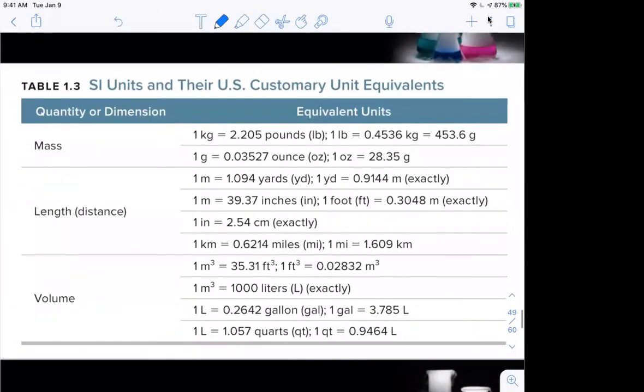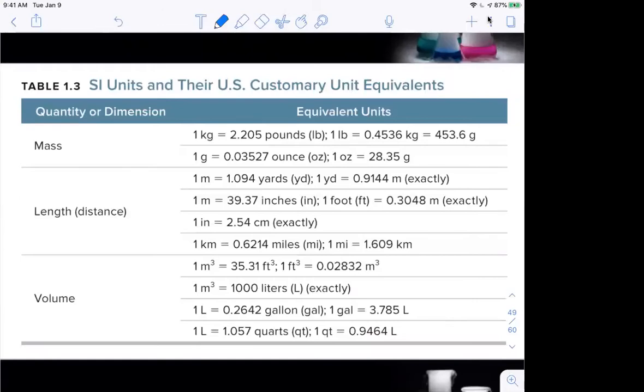Here is an example of a chart where I might get these different unit conversions from. We've got different types of conversions. I have metric to metric. I have English to metric, metric to English. I have English to English. Those are different types of conversions that I have. You do have to take note of your significant figures.